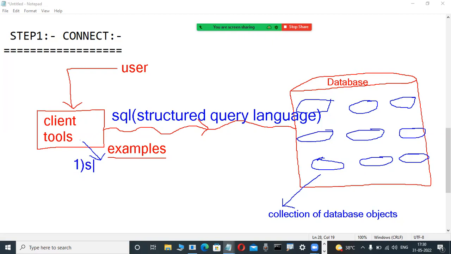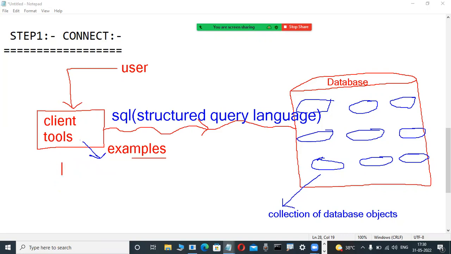Whenever I install Oracle software, Oracle Corporation automatically gives a tool. Which tool are they giving? SQL Plus is a tool that is automatically created. That's why you are not required to load the SQL Plus tool. It is created automatically and explicitly.